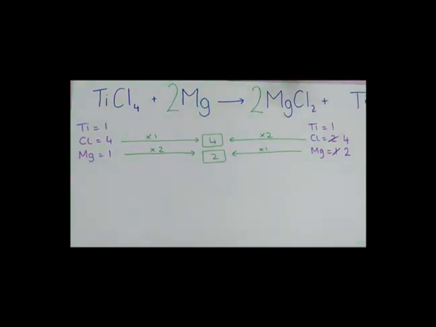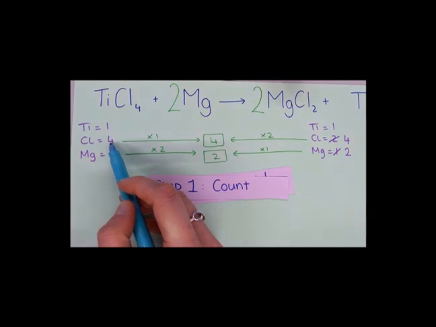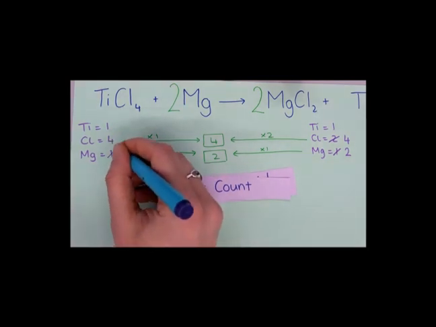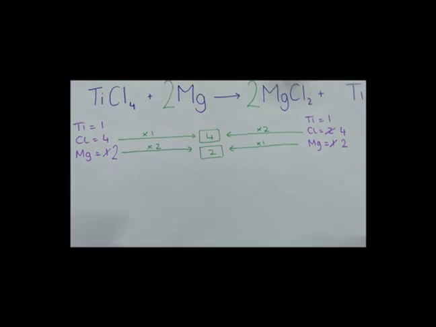And then I am back to repeating it. So back to step 1, counting them up. So I've still got 1 titanium, 4 chlorine. I've now got 2 magnesium to go with my 1 titanium, 4 chlorine, 2 magnesium. I'm balanced. Let's do another example.